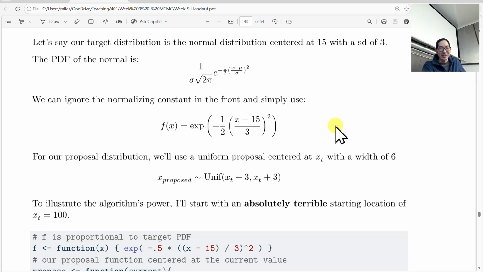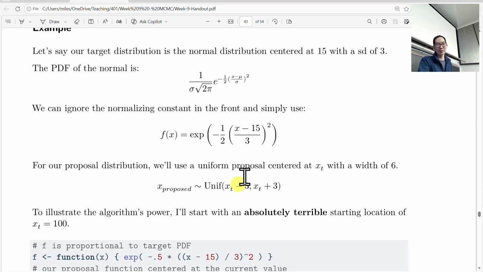So what was I saying? Okay. So we're going to generate proposals. I'm going to propose values centered at my current location, plus or minus 3. So if I'm currently at 2, I'll generate a random value between -1 and +5. And I'm going to ask, do I want that value? Yes or no? And just to show you how this works, okay?